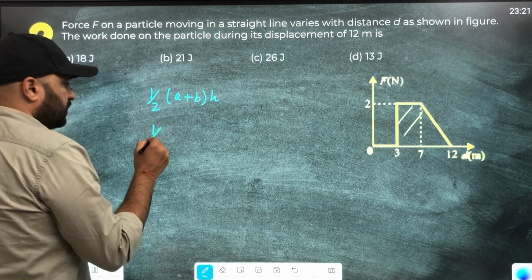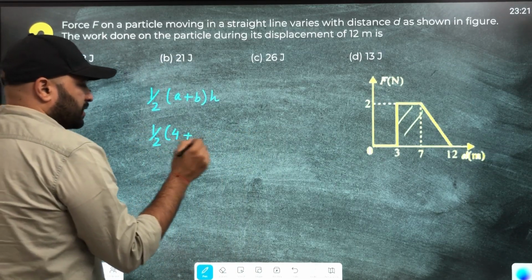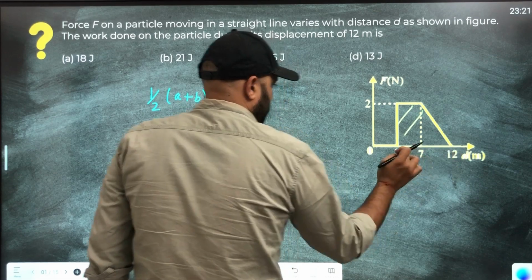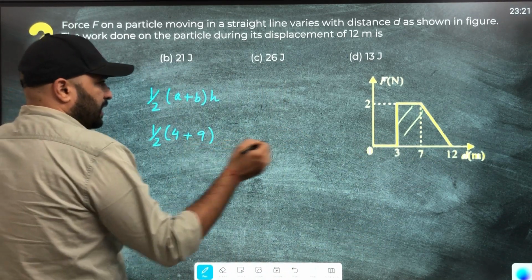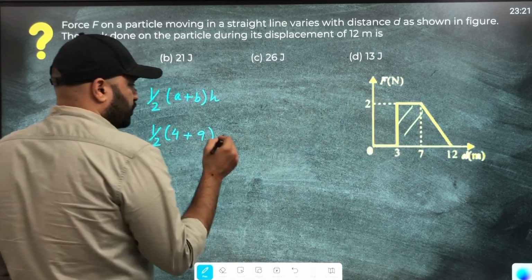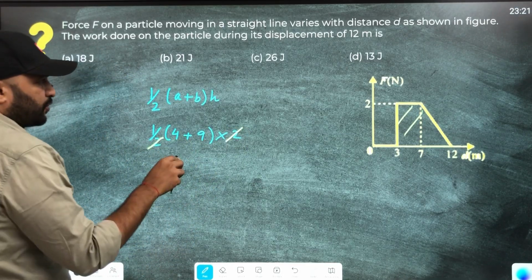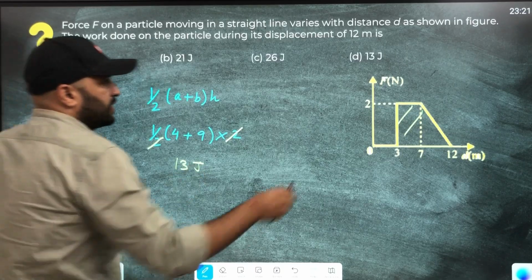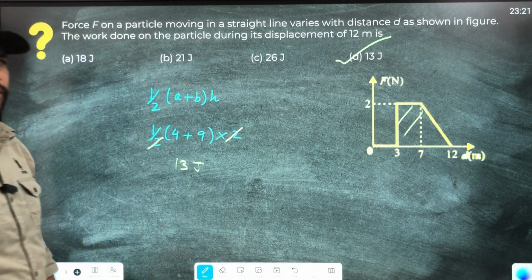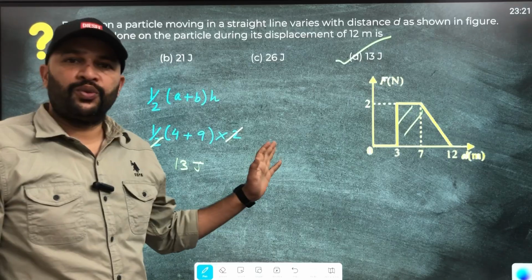So half of 4 plus the second parallel side, 3 to 12, this is how much? 9. And the vertical height is 2, so into 2. Let's cancel out this 2 with 2, so we are left with 9 plus 4, 13 joules. So the correct answer is 13 joules, option D. I hope this is clear, right? Let's move to our next question.